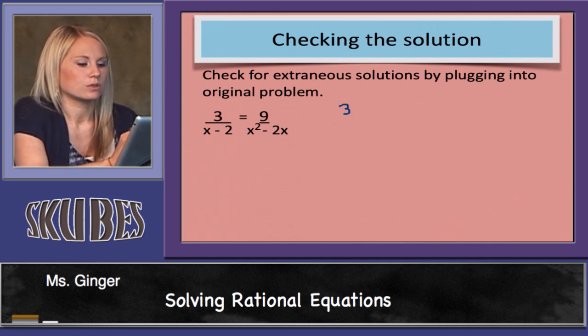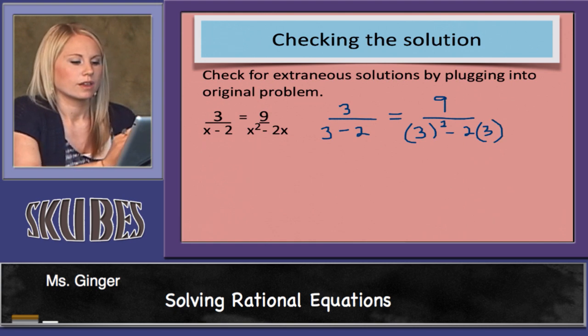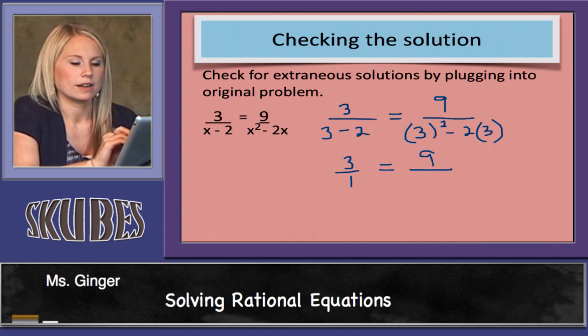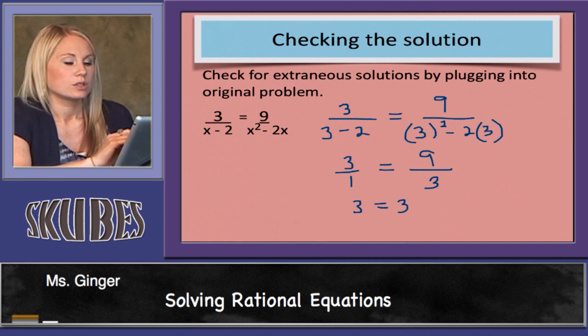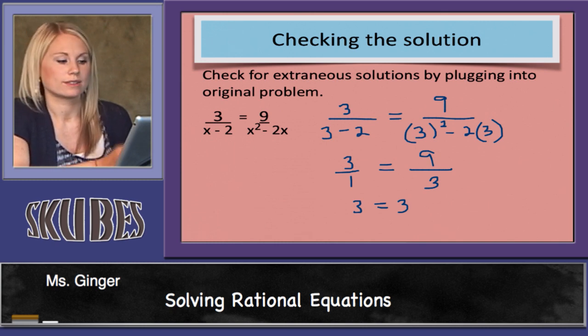So we said our solution was 3. So we have 3 over 3 minus 2. I'm inserting a 3 everywhere there's an x. Equals 9 over 3 squared minus 2 times 3. Alright, so I've got 3 over 1 equals 9 over 9 minus 6, which is 3. And you can see that both sides are going to be equal. 3 equals 3. So whatever number you end up with, as long as it's equal to itself and it gives you a true statement, that means the solution that you found is correct.